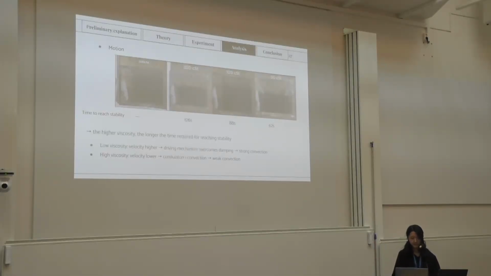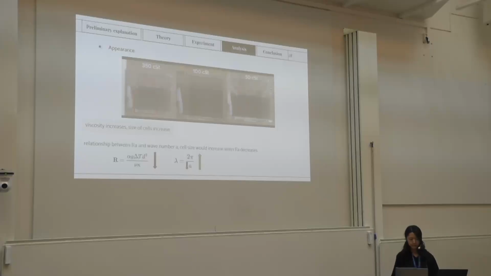A qualitative explanation is that in a less viscous liquid, the fluid moves faster, allowing the buoyancy-driven convection to overcome damping forces, which we mentioned as viscous drag and heat diffusion. This creates instability and strong convection. In contrast, for higher viscosity, heat diffusion dominates because the fluid moves slower, resulting in a more stable system where convection cells do not form.